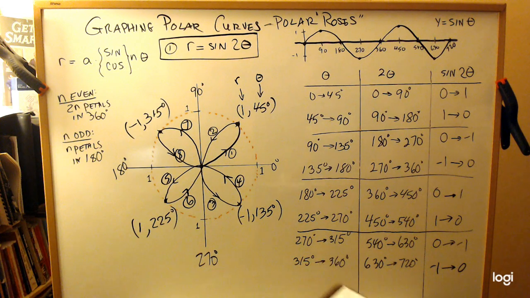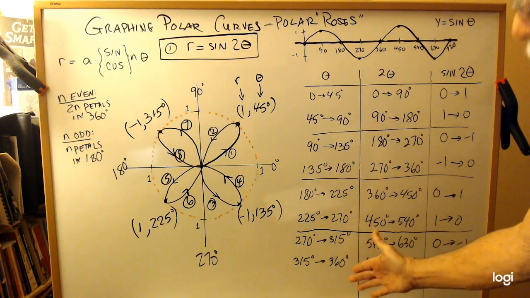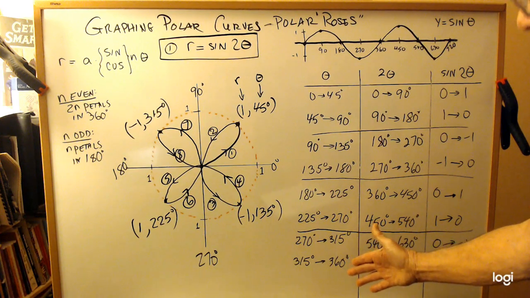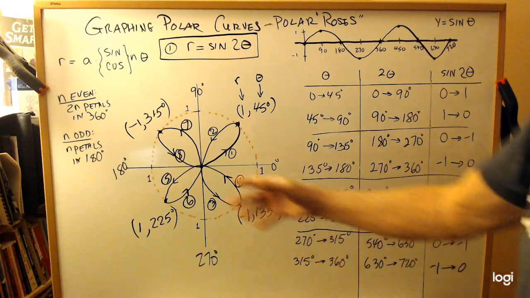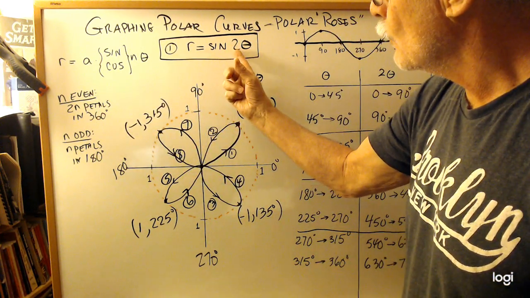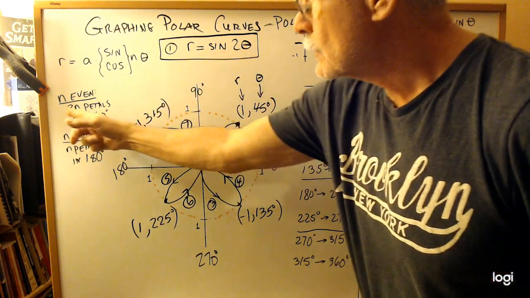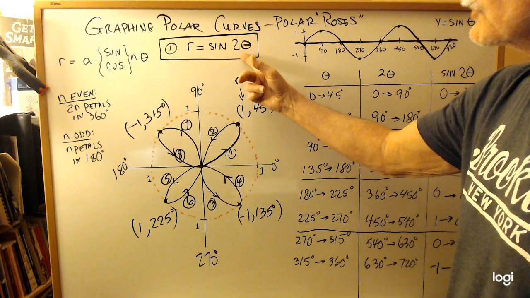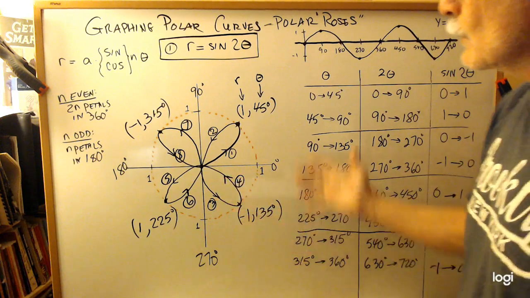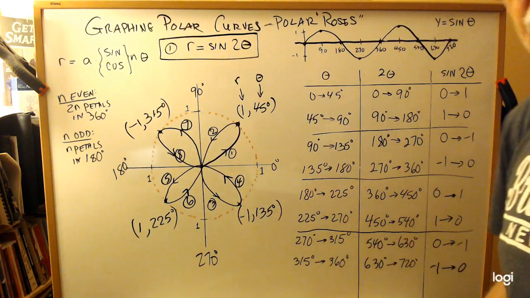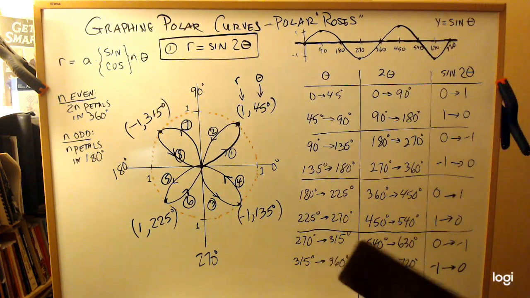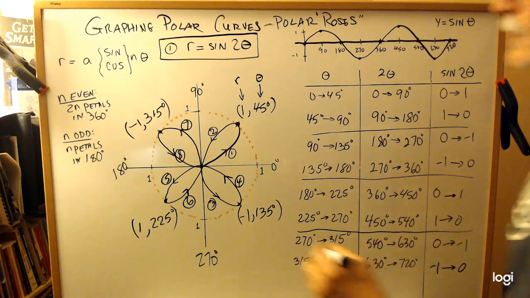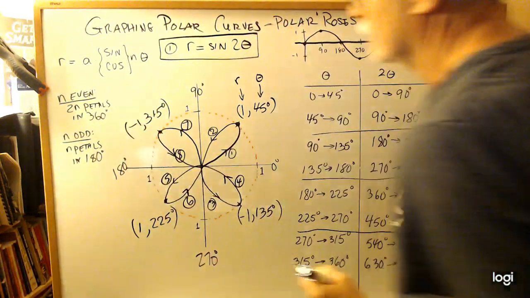Okay, so at this point, you can see that we went from 0 to 360, and we had 4 petals. So when n is even in a polar rose, you get twice as many petals. So n is 2, you get 4 petals, and we created the complete polar rose in precisely 360 degrees. So that's what this indicates here.